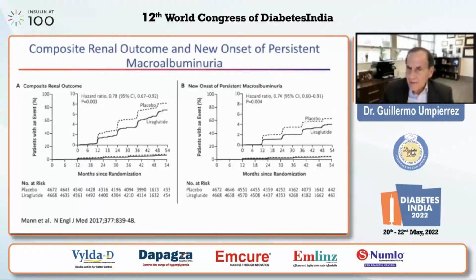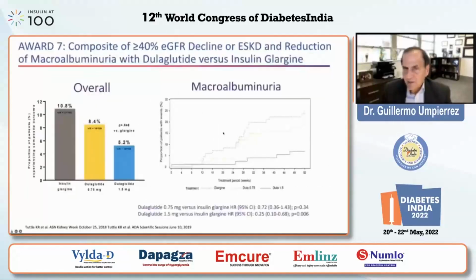And new-onset persistent macroalbuminuria, so going from micro to macroalbuminuria, from less than 30 to more than 300, was prevented in 25% of the patients. Liraglutide in this trial was quite effective. But it's not only liraglutide.